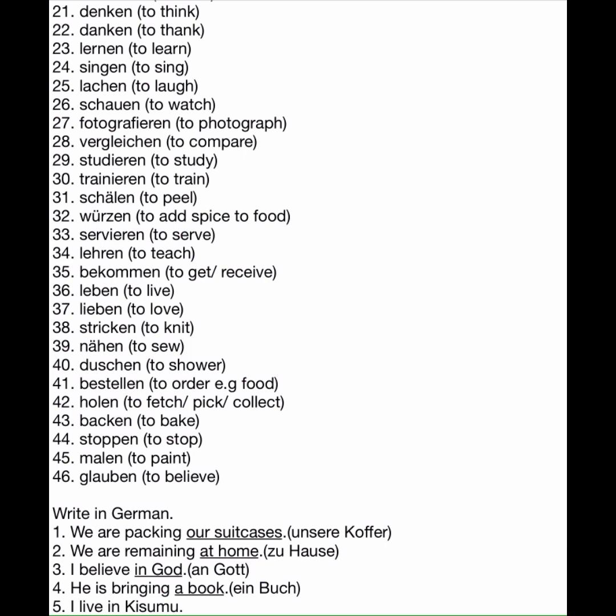Okay, so with the above examples of the regular verbs, there is an exercise that has been given in English. They'd like you to translate into German. We are packing our suitcases. Let me give an example with that. So we is wir, and to pack is packen. So it becomes wir packen, and our suitcases; our is unsere. So: unsere Koffer. Wir packen unsere Koffer. We're packing our suitcases, okay?